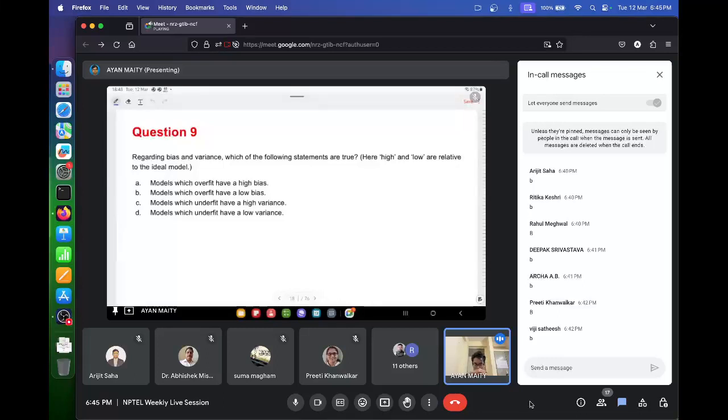Now question 9. Regarding bias and variance, which of the following statements are true? Models which overfit have a high bias, models which overfit have a low bias, models which underfit have a high variance, models which underfit have a low variance. So multiple options may be correct here.